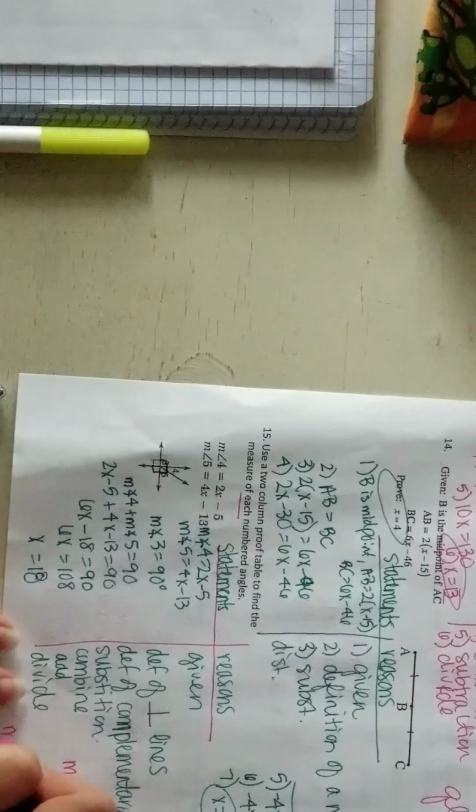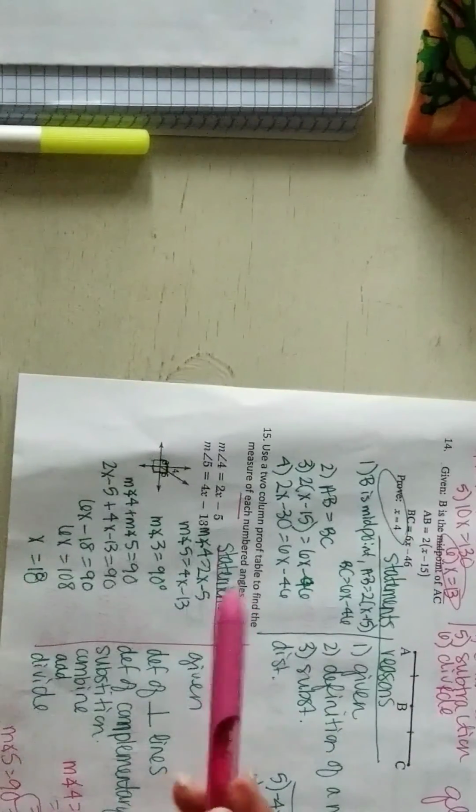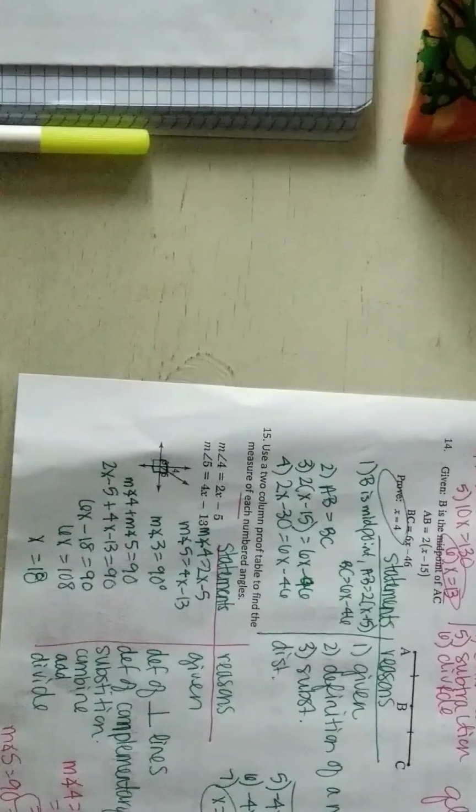Then from there, to find the measure of angle 5, we just do 90 minus 31, which gives us 59 degrees. You could also take 18 and plug it in right here and make sure that it's right.